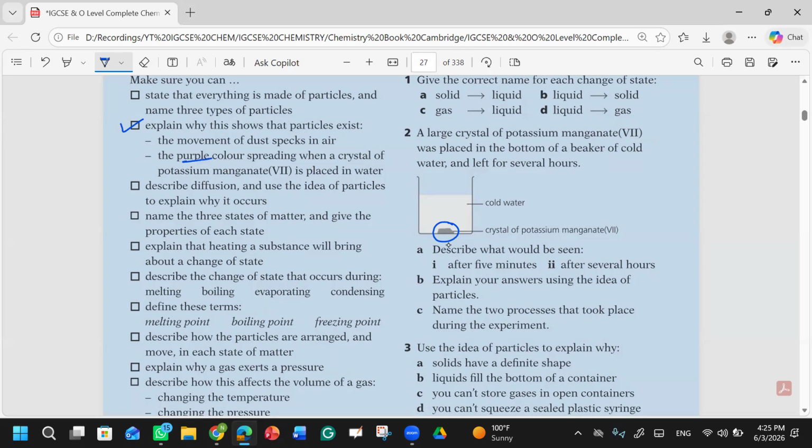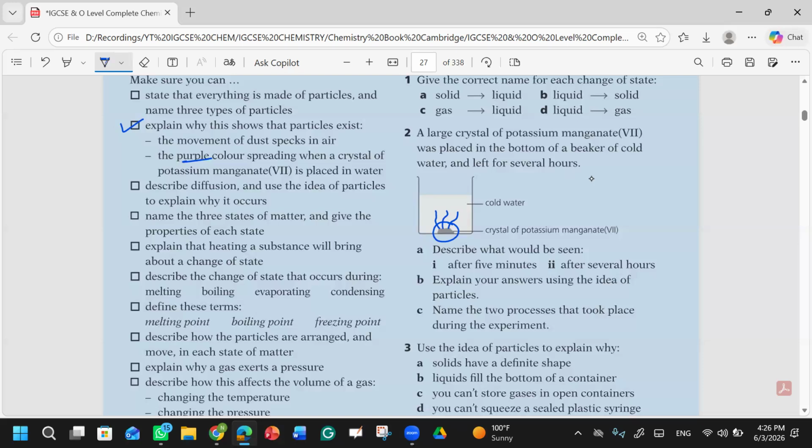So after 5 minutes, what will happen? This crystal will start dissolving in the water, and once it starts dissolving, the color of the solution will change. After 5 minutes the color of the solution will be light purple, right? Because after 5 minutes we are checking the start of the reaction: you have taken the cold water and placed the potassium manganate in it, and after 5 minutes what you observe is a light purple solution.